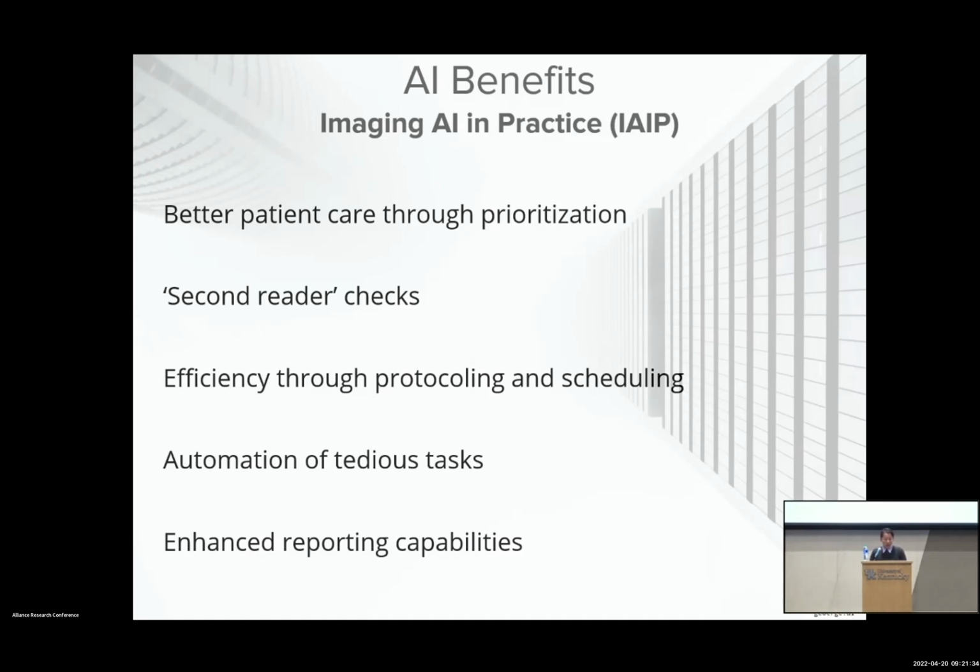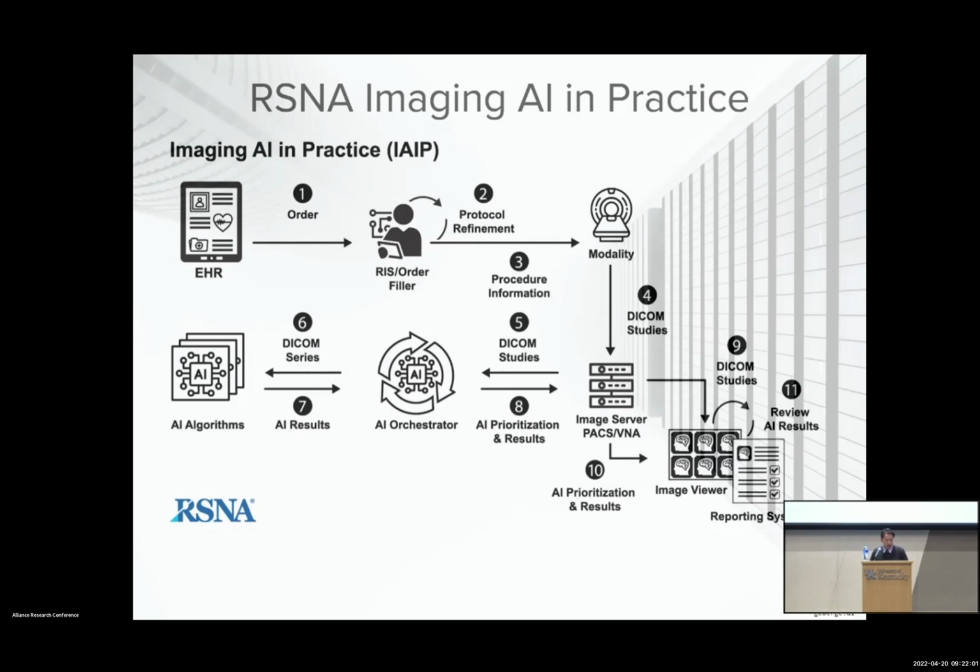Second, reader checks, so having AI be a second reader. You can have more efficient processes through protocoling and scheduling. You can potentially automate very tedious tasks. And then you will have better reporting capabilities, like transferring all the measurements into your report without having to type it in or dictate it in. So these are some of the purported benefits of AI.